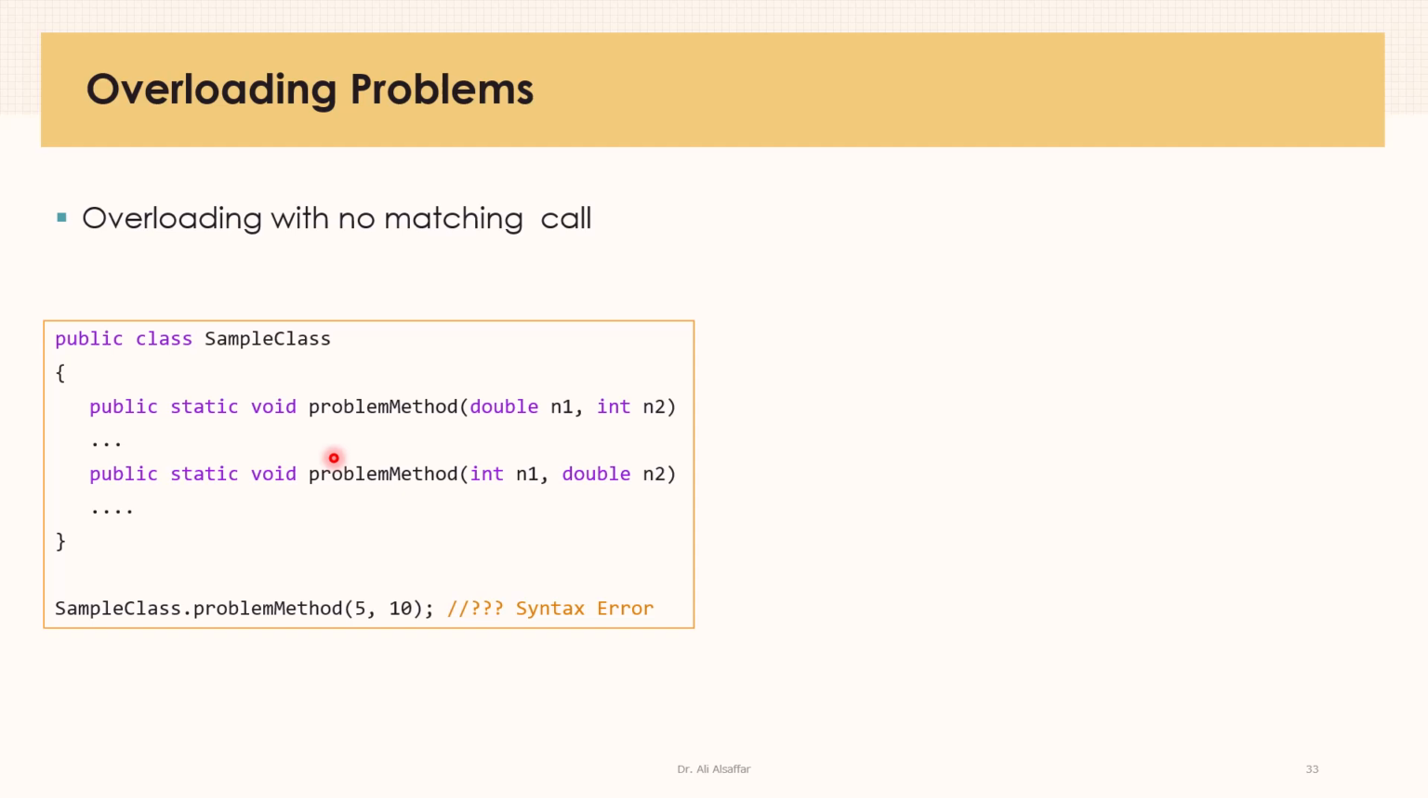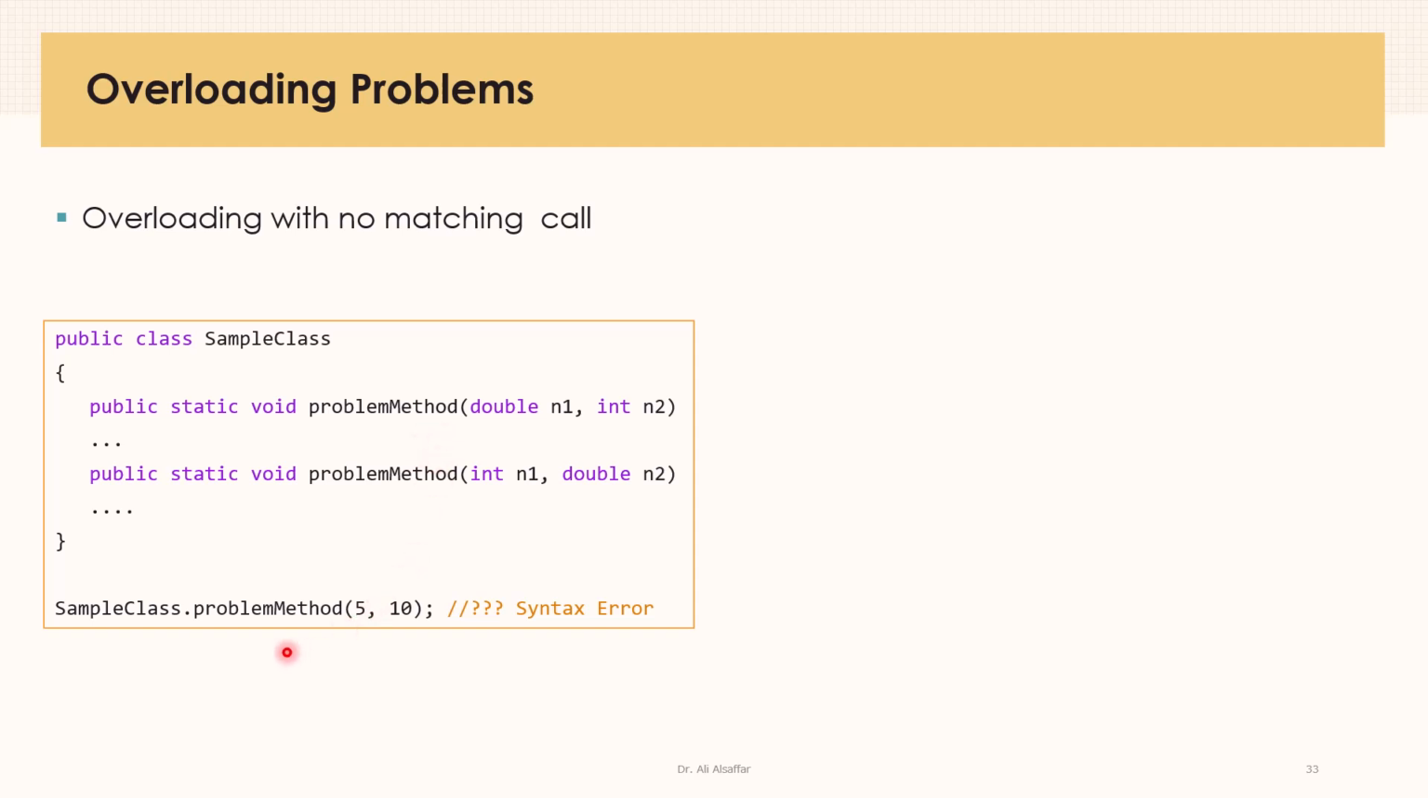Consider the following example. Suppose the overloaded method has two different signatures. In the first definition, the first parameter is double and the second is integer, and in the second definition, the first parameter is integer and the second parameter is double. Now suppose we are calling the method by supplying two integer parameters. Then the compiler will assume that this is an ambiguous invocation of the method. Why is it ambiguous? Notice the following. We have two signatures for the method.